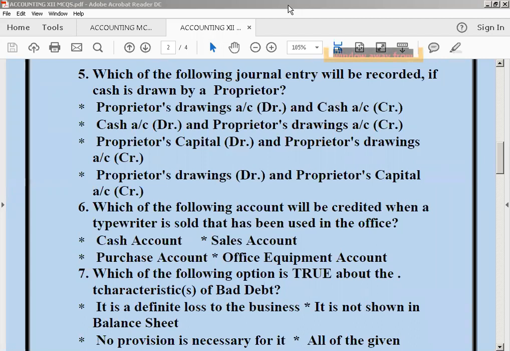The options are: it is a definite loss to the business, it is not shown in the balance sheet, no provision is necessary for it, and all of the given options. So focus on your answers. I'm giving you some time.